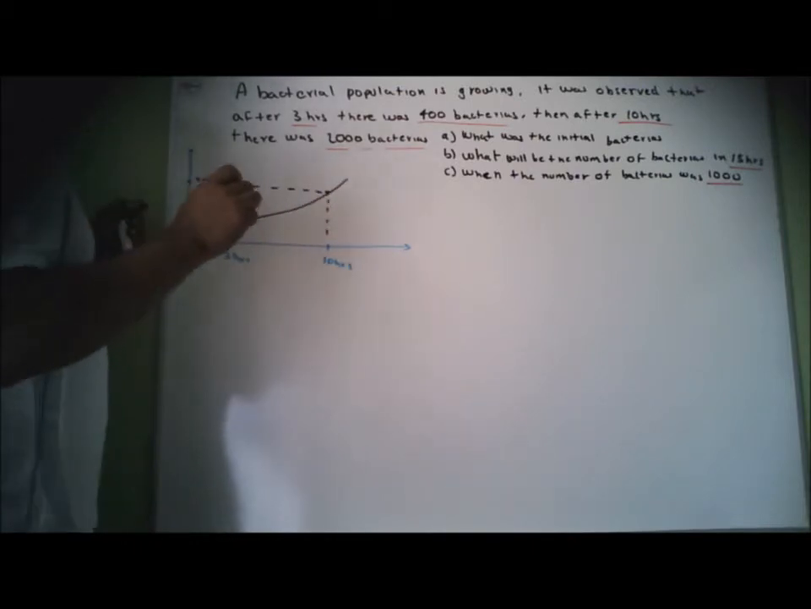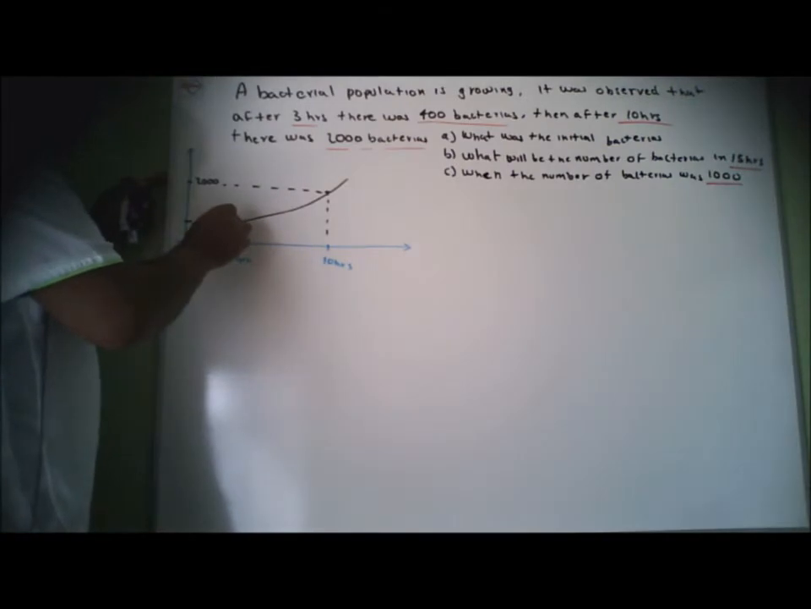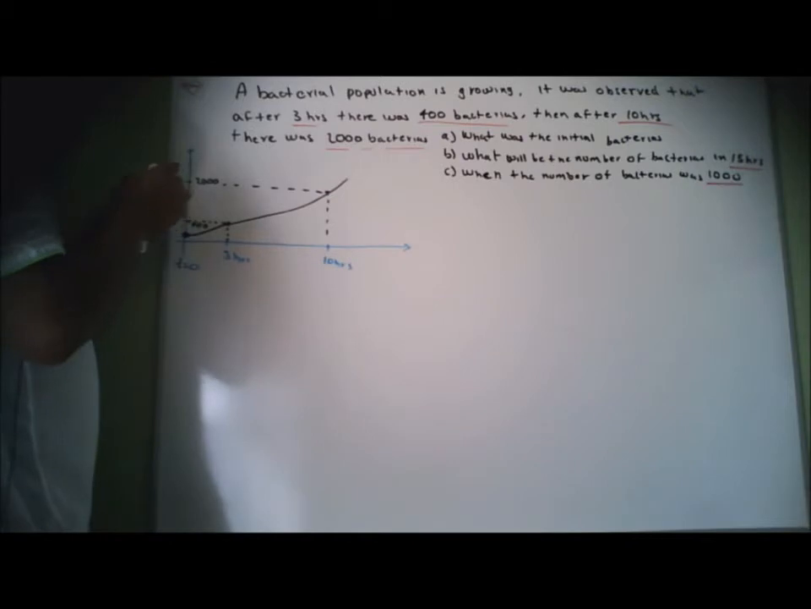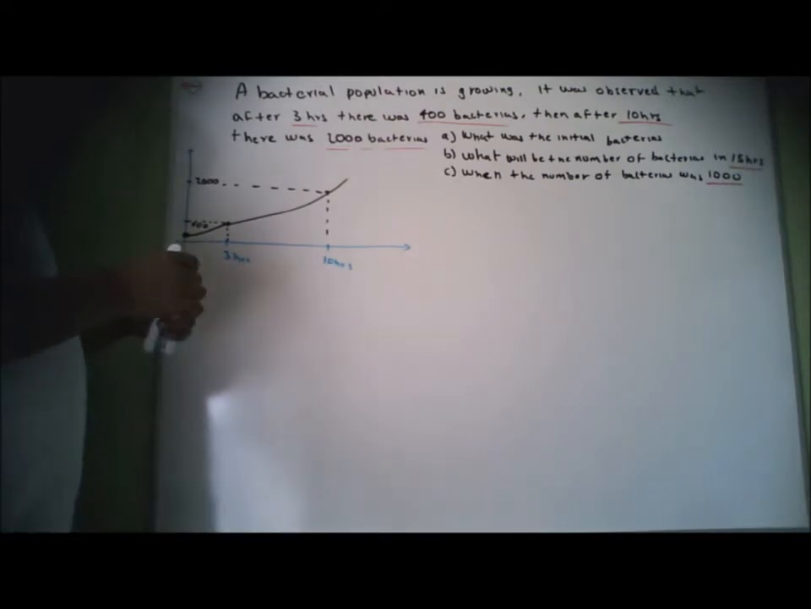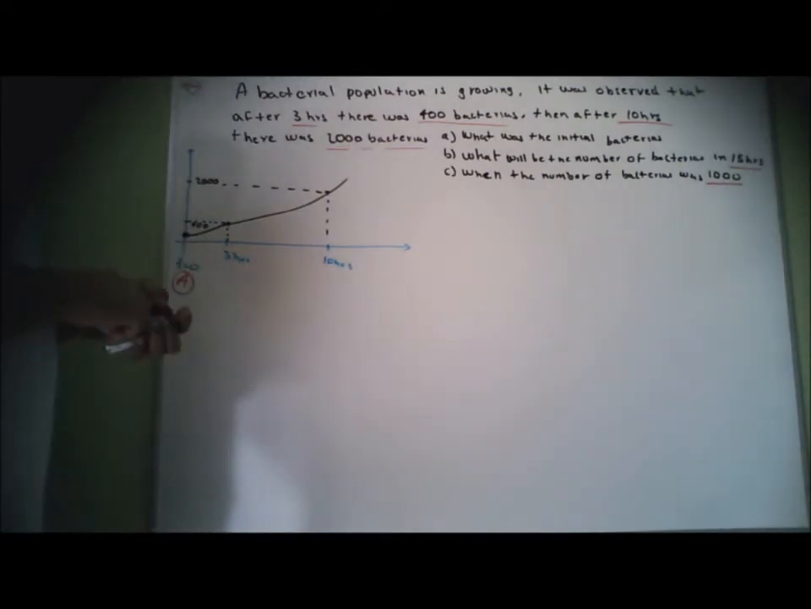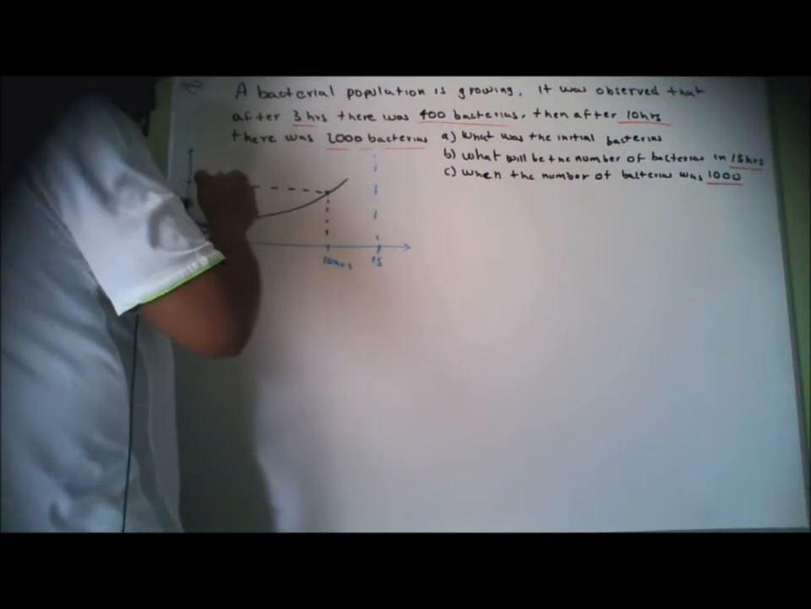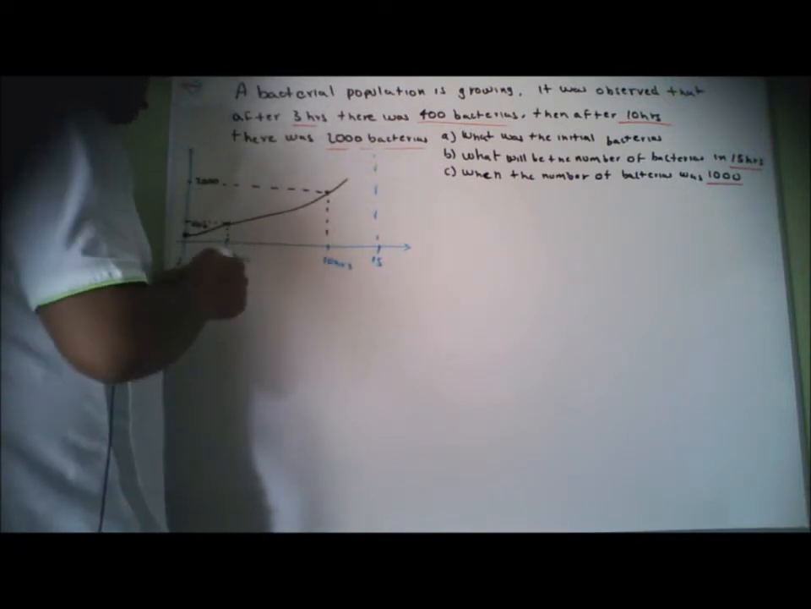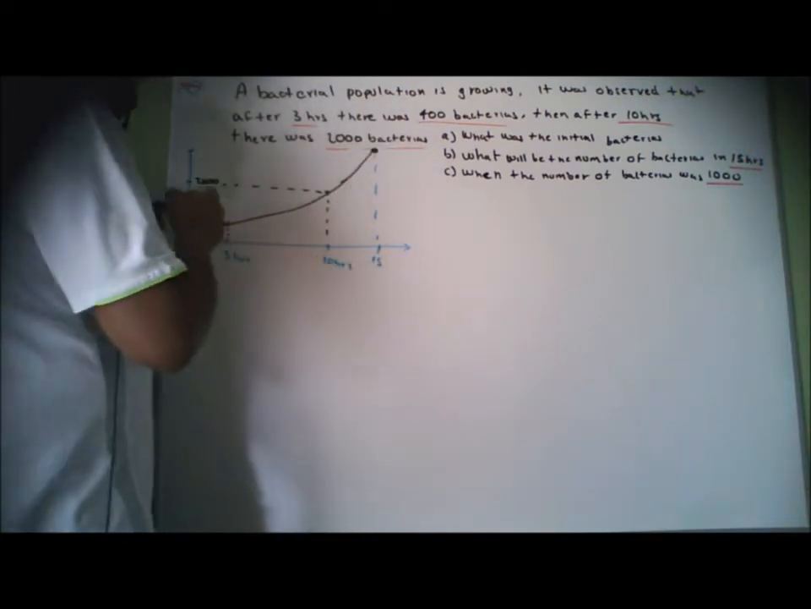Now, inciso A is asking what was the initial number of bacteria. If we extrapolate this, it will be something like this, so this point is actually inciso A, the initial number of bacteria. Inciso B is what will be the number of bacteria in 15 hours. So somewhere here, 15 hours. What they are asking is about this point, so that is inciso B.